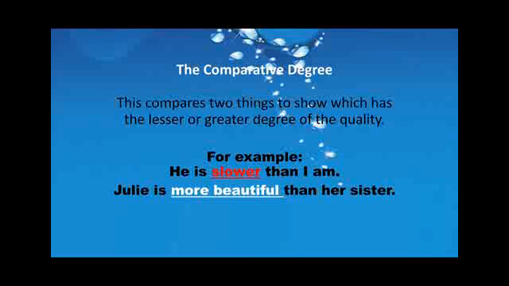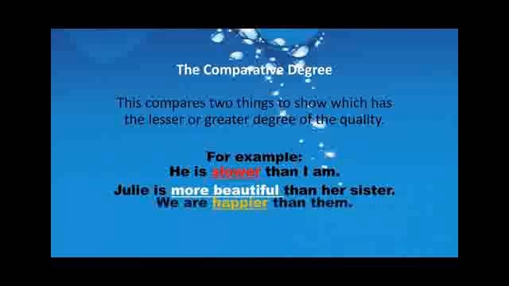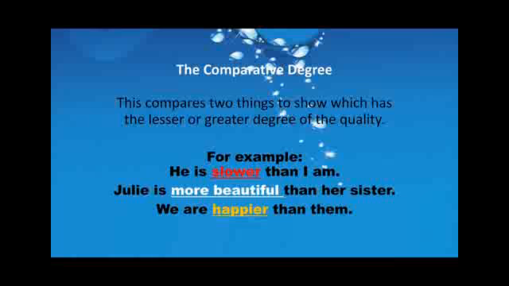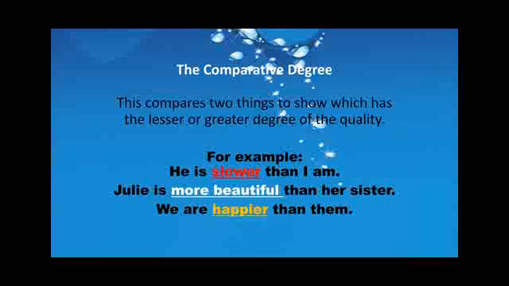Julie is more beautiful than her sister. You can see beautiful, of course, is more than one syllabic word, so we use more or most for such words. So the comparison is between Julie and her sister. We are happier than them. You can see the comparison here is between we and them, so we use happier.